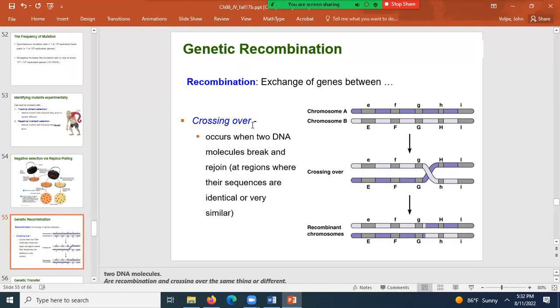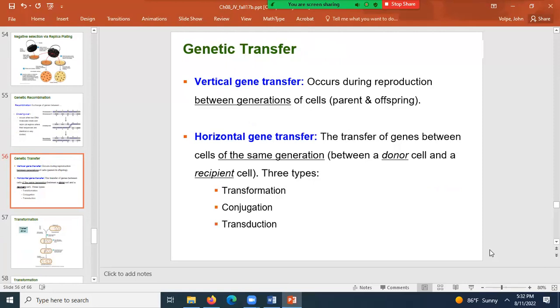Any question about any of that? All right, let's talk about genetic transfer.